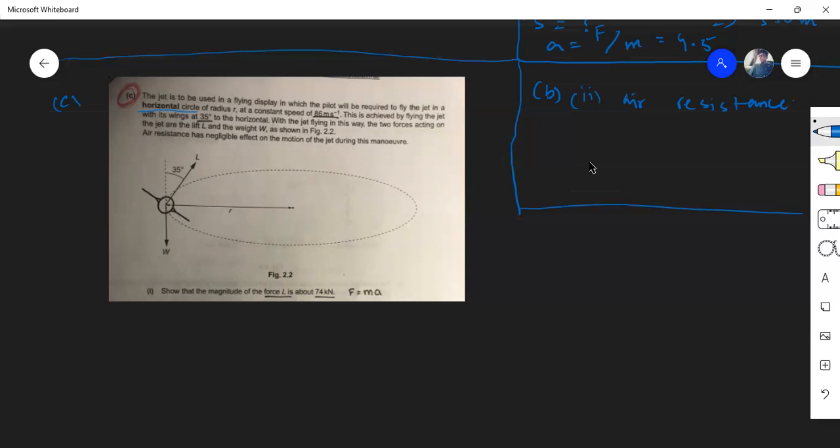That there is no vertical movement. So there's no vertical movement. Along the y-axis, if I draw this point as the plane, and this is L, this is W, along the y-axis there is no movement. This is the y-axis.